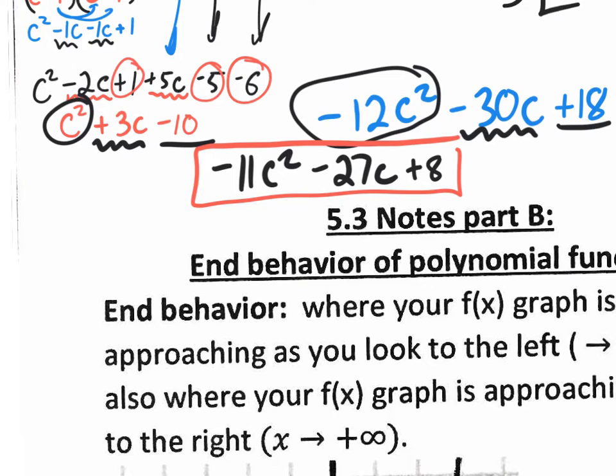Now, just for funsies, what's the degree of this guy? 2. What's the constant? 8. What's the leading coefficient? Negative 11. What's the first and last name of this polynomial? Quadratic trinomial.